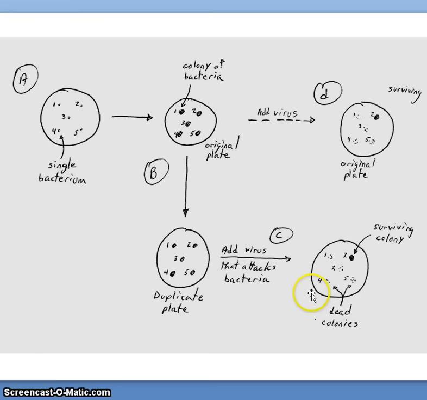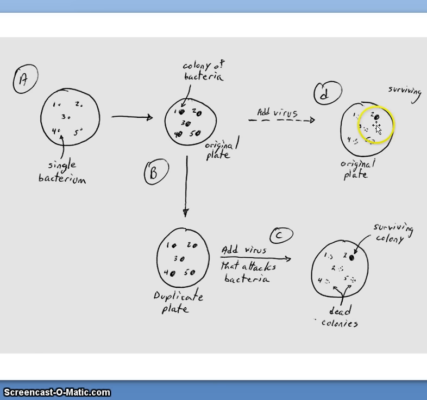Well, to get at that question, what they did was they went back to the original plate and they added the same virus to the original plate. Remember, that's a copy then. The duplicate plate is a copy of the original plate. And when they add the virus to the original plate, sure enough, what they found was colonies 1, 3, 4, and 5 were destroyed. Colony 2 survived.